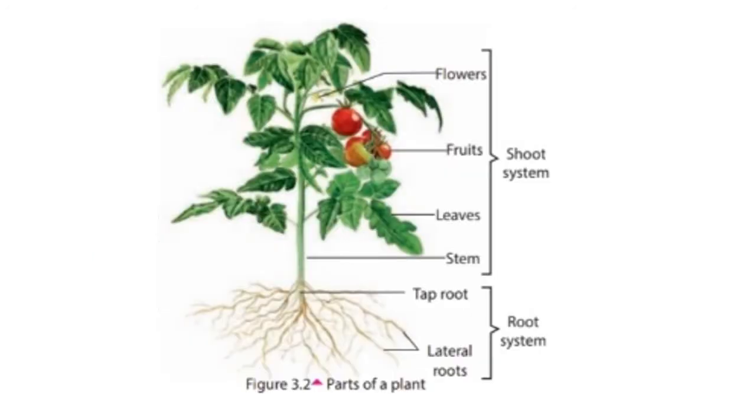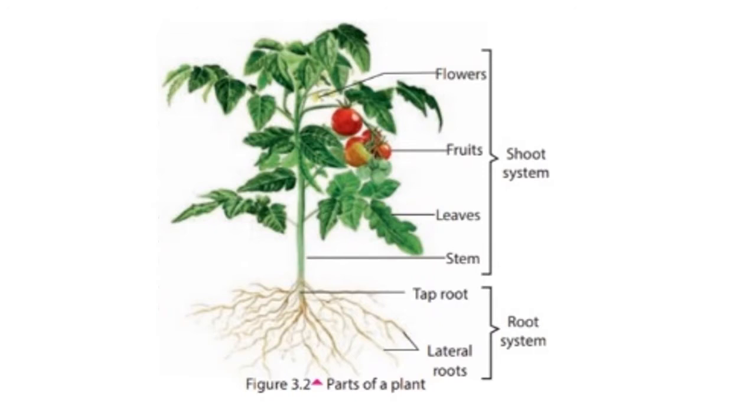I have given you a figure showing the parts of a plant. You can see flowers, fruits, leaves, stem, taproot and lateral root. The parts of the plant here have been divided into two, shoot system and root system. Compare your diagram with mine. Every flowering plant consists of fruits, leaves, stem and roots, but they do not appear the same in every plant. They have an extensive diversity.